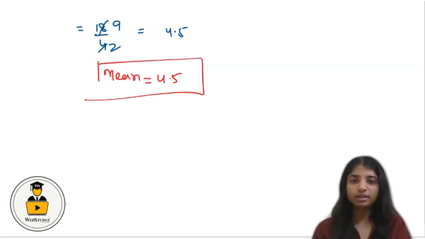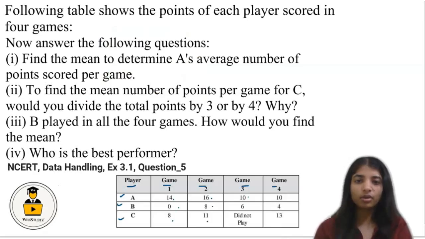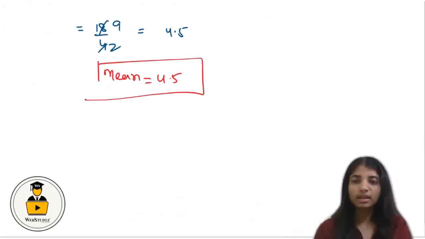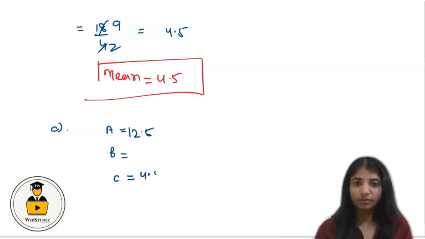Now we are going to discuss part D. Who is the best performer? In order to find the best performer, we have to find the mean of all of them. We have the mean of A, which is equal to 12.5. The mean of B is 4.5, and the mean of C we need to calculate.